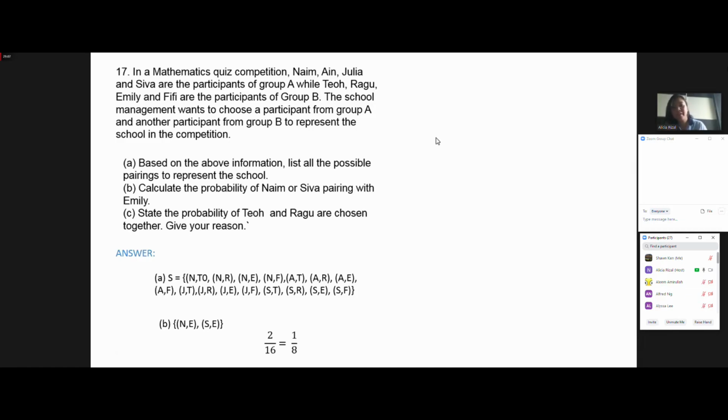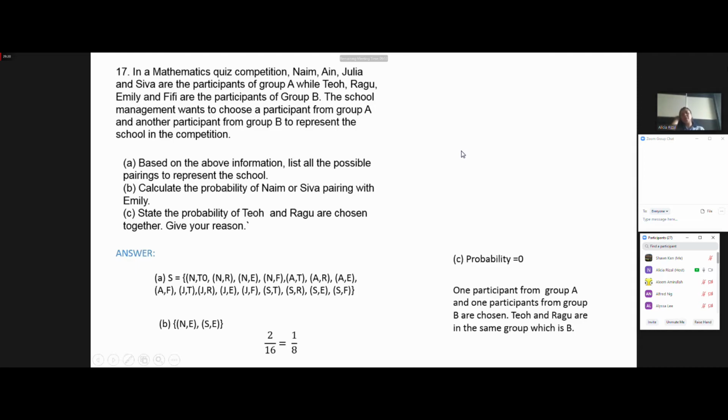Okay. All right. So basically the answer is 0. Why is it 0? I told you to give your reason. You need to justify. So the reason is because remember we said it must be one from group A and one from group B, but Theo and Raghu are from the same group, so it will never ever happen. All right. Okay, so that's 17.